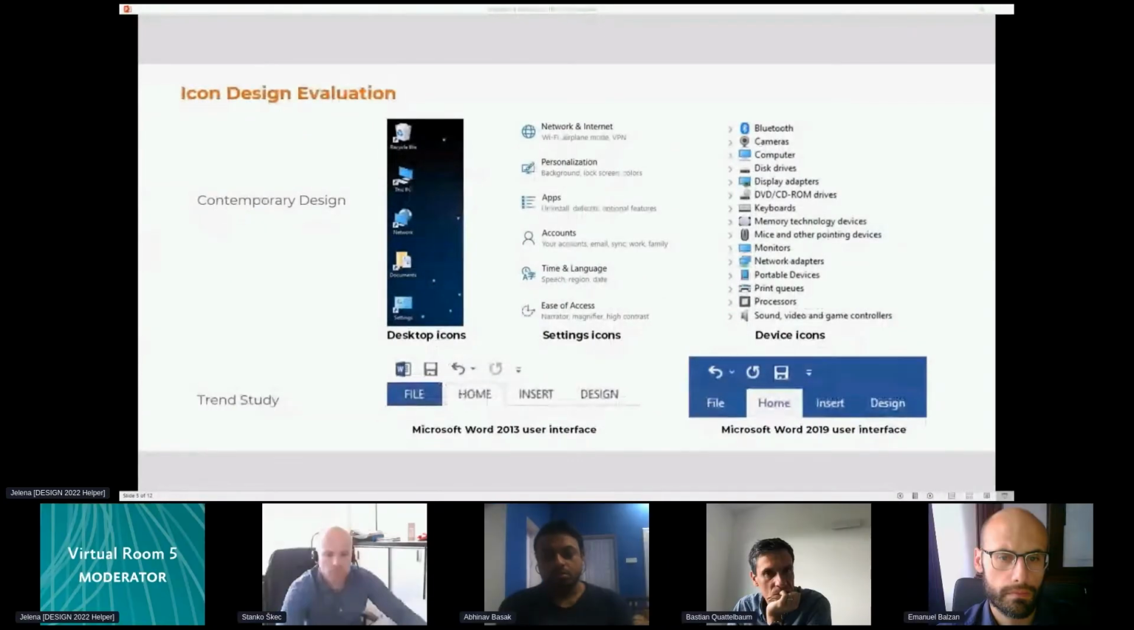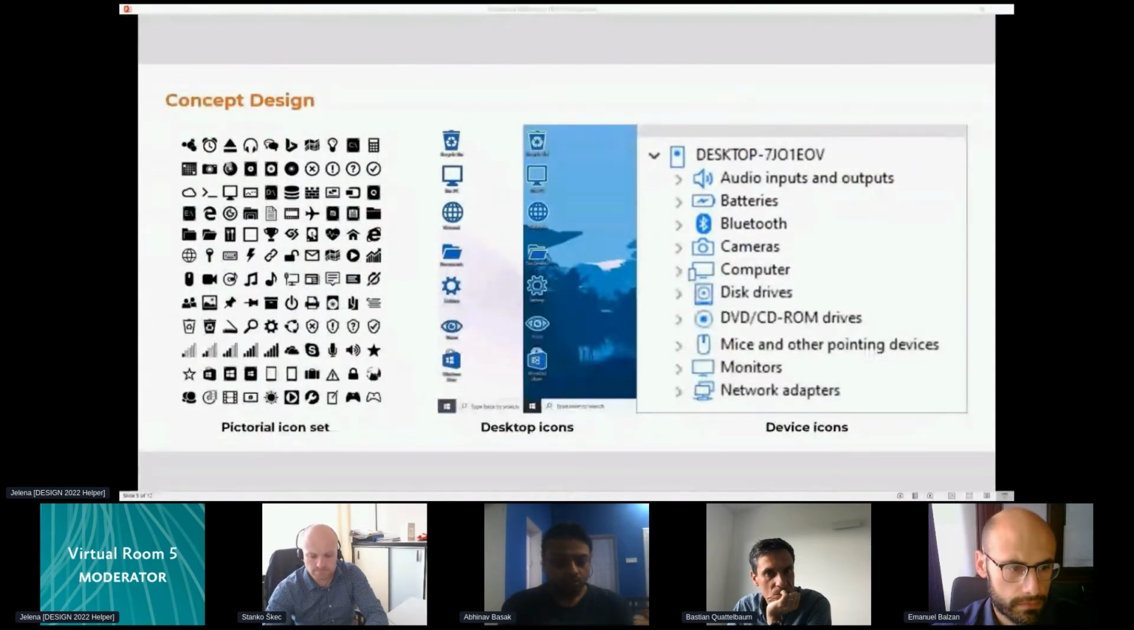To evaluate the design of existing icon sets, the contemporary design was observed, where it was found that Microsoft uses 3 different visual styles for its icons in the Windows 10 operating system, which causes visual inconsistency. Also, a trend study was done to keep track of the current design trend adopted by the operating system. Based on the insights gathered and the design evaluation, a concept design is proposed.